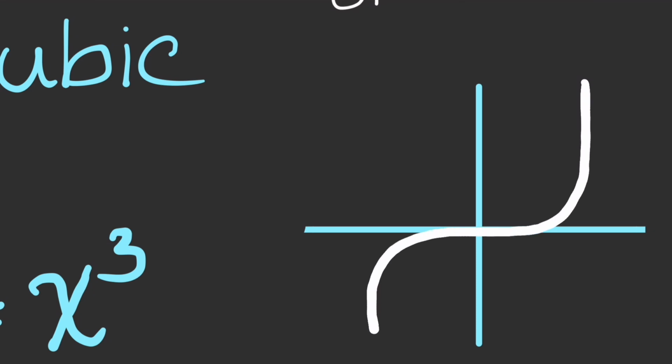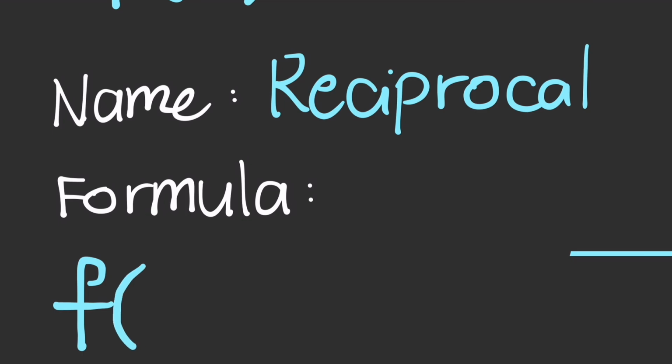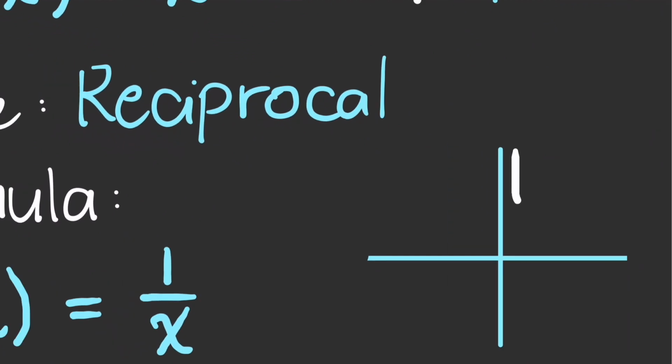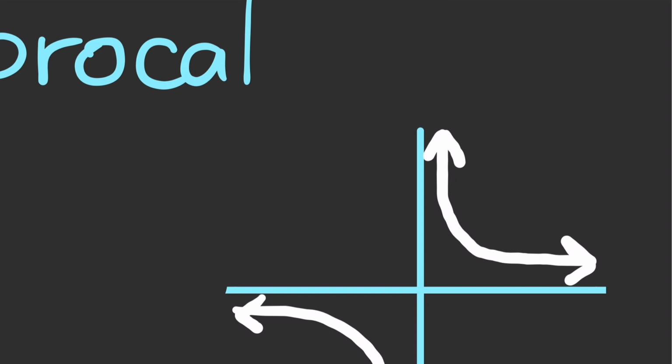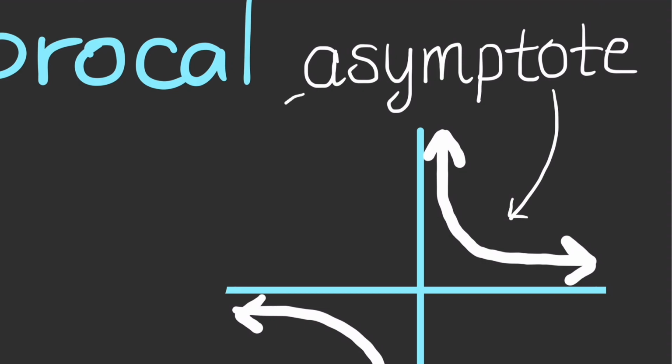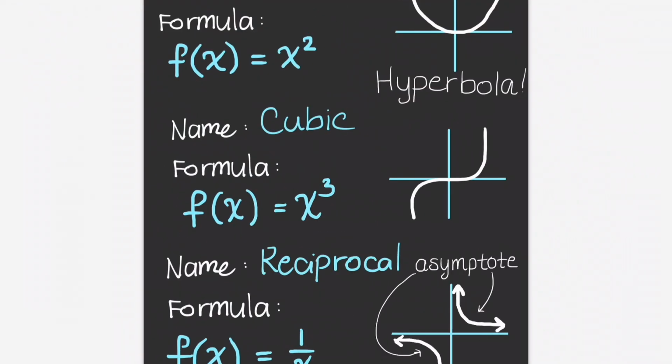The next Toolkit function, don't worry, we're almost there, is the reciprocal function. So we have 1 over x. Now this graph is interesting. It pretty much represents an asymptote where we have 2 of the same graph, but it's kind of reflected on the other side. So this is a bit of an interesting graph made with hyperbolas as well.